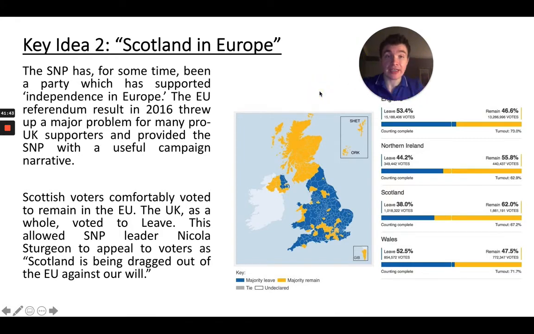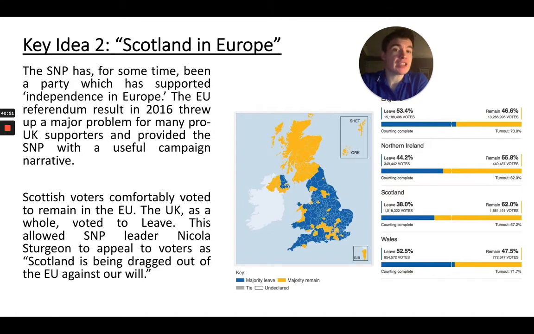Okay, and as I said at the very start, it had for some time been viewed as a party which supported independence in Europe, although it had never been a key part of their campaign. That all changed in 2016. Okay, the EU referendum occurs, and Nicola Sturgeon and other SNP figures had always said that if Scotland votes to remain and England votes to leave, then you're going to end up with a bit of a constitutional crisis, because that could potentially trigger another independence referendum, because Scotland would be dragged out the EU against its will.